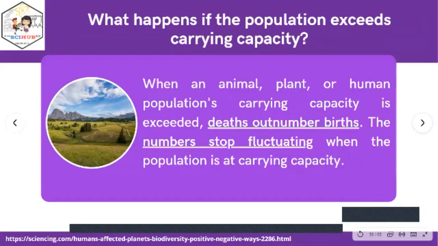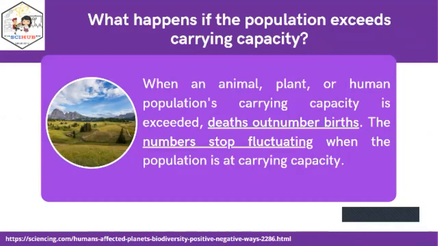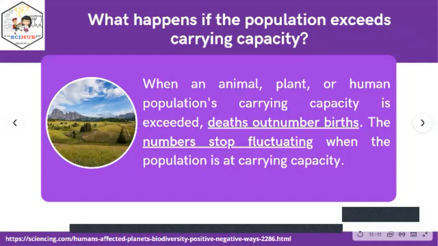On the other hand, what happens if the population exceeds carrying capacity? When the carrying capacity of an animal, plant, or human population is exceeded, deaths outnumber births. So there is a higher death rate than birth rate. When the population exceeds its carrying capacity, the numbers also avoid fluctuating since it creates somehow a flat line on the graph.